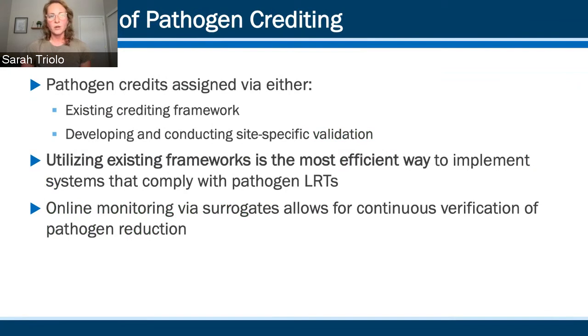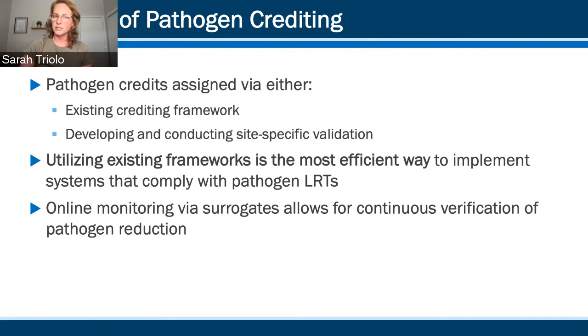So to summarize this discussion of pathogen crediting, I know I just threw a lot of information at you guys, but pathogen credits in general can be assigned via either existing crediting frameworks, we talked a lot about those, or, as I just mentioned, developing and conducting site-specific validation. So both of those options are available. But utilizing existing frameworks is streamlined and efficient. It's probably the easiest way to comply with the LRTs. And it's all based on using online monitoring that allows for continuous verification of pathogen reduction. It's really the key for public health protection.